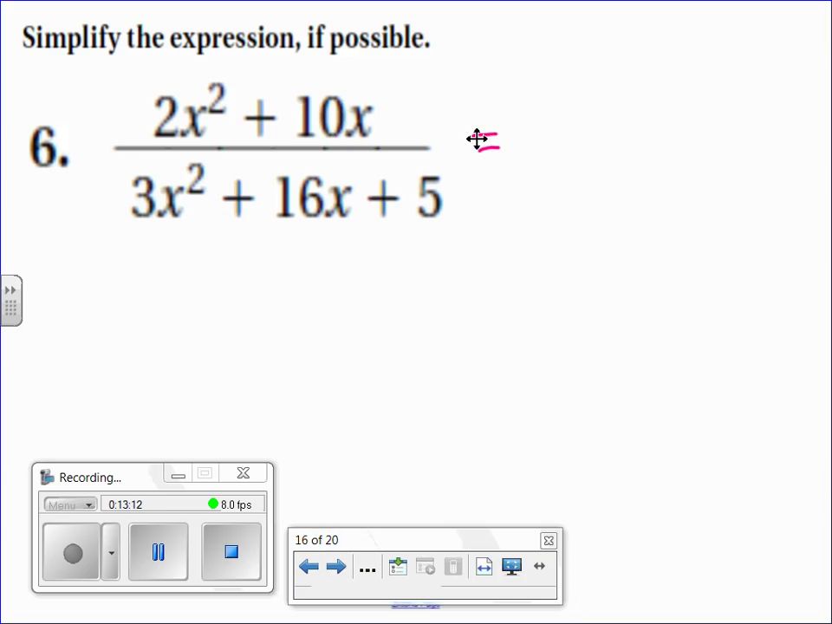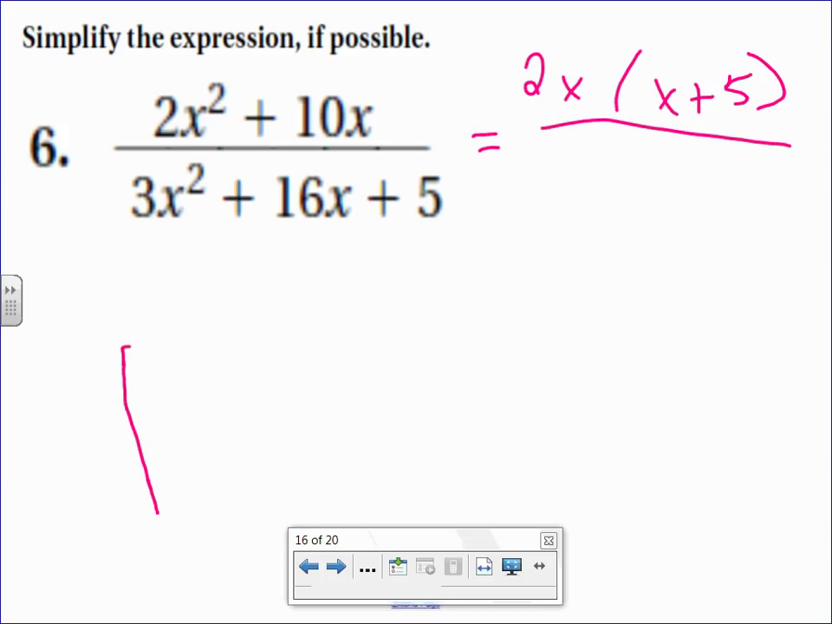What do you think the common monomial would be that we would pull out of it for both terms? It would be a 2 and an x. That's going to leave us with an x plus 5. The bottom, go ahead and draw yourself a 2 by 2 box. And I'll recap the steps because it's been a while for sure.